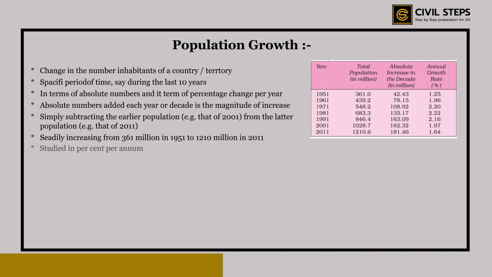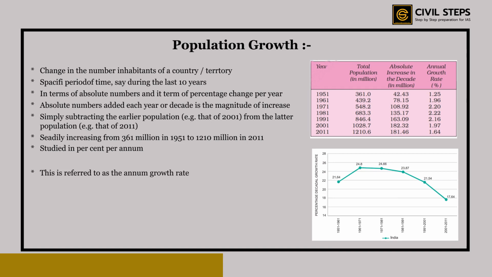It is studied in percent per annum. Example, a rate of increase of 2% per annum means that in a given year there was an increase of 2 persons for every 100 persons in the base population. This is referred to as the annual growth rate.